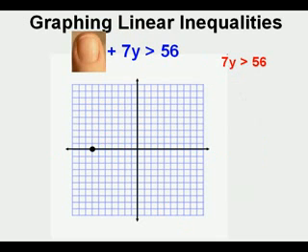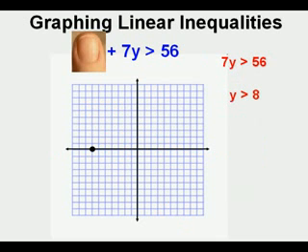Now we solve for the y-intercept by covering the x term. That leaves us with 7y is not equal to but greater than 56. We finally solve for y by dividing both sides of the inequality by 7. So since 56 divided by 7 is 8, we have y is not equal to but greater than 8.